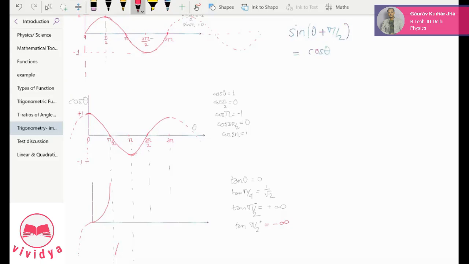So the next value: tan after pi by 2, you'll get to pi, right? How much is tan pi? Any guess? Tan pi is sin pi by cos pi. Cos pi is minus 1. Sin pi is 0. So 0 by minus 1 is 0, right? So obviously you will reach 0. So this graph is approaching 0 in a similar fashion.